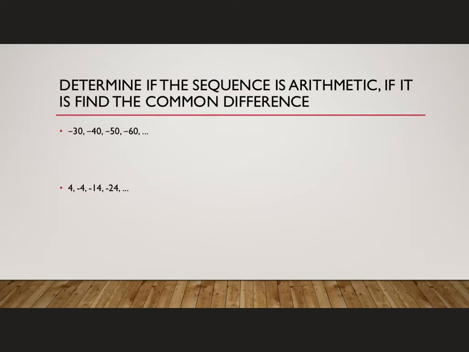So let's look at some problems that we can do. Here's some examples. Determine if the sequence is arithmetic. So the first thing we have to do is ask, is the sequence arithmetic? If it is, we have to find the common difference. Remember, we called the common difference d. So for this first one, between negative 30 and negative 40, I go down 10, and down 10. So yes, this is an arithmetic sequence. d equals negative 10, because I decrease by 10 each time.